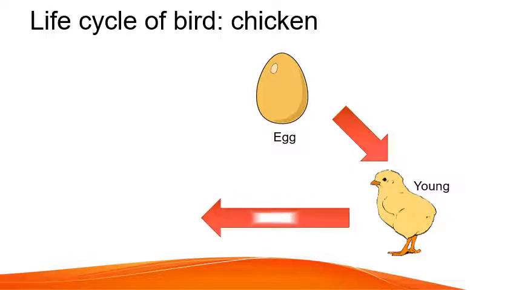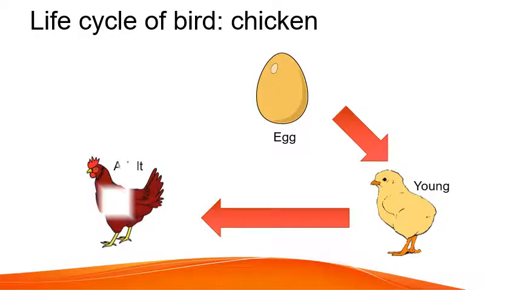So after the young, it will grow up, become bigger, and become an adult bird. For an adult chicken, it will be an adult chicken. It could also be an adult vulture, adult ostrich, flamingo. So any kind of bird. And then the female bird will lay the egg. So then the cycle continues again.